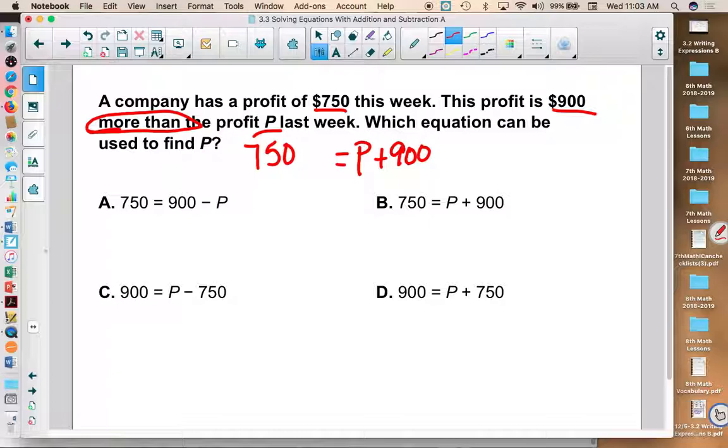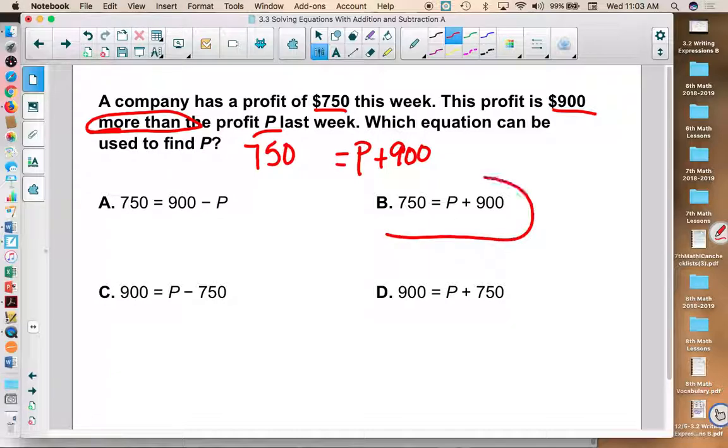Okay? If my profit this week is 750, and that is 900 more than P, which was last week's, those two together are going to have to balance. Yeah, but the way they look right now, they don't look like they're balancing, do they? Because they call it a profit, even though in this case, did they actually make a profit? No. They lost money, $150. Okay? So which equation can be used?